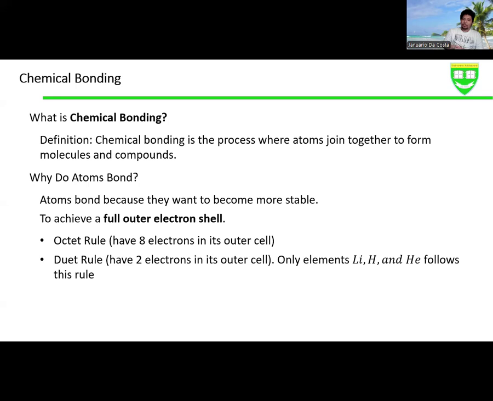There are two rules that dictate whether or not an atom has a full electron shell. One is the octet rule, where a full electron shell has 8 electrons in its outer shell. That's what we call the octet rule. The duet rule is where you have 2 electrons in the outer shell, and only the elements lithium, hydrogen, and helium follow this rule. The only 3 elements that follow the duet rule are lithium, hydrogen, and helium. Okay, do you still understand everything?